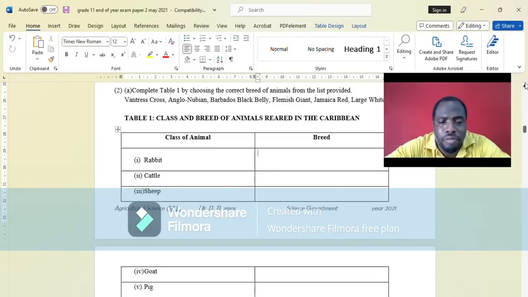Now, we do have additional breeds, and CSEC may carry any of those breeds. We know in terms of rabbit, we have the Angora, we have the Chinchilla. In terms of goat, we have the Saanen, we have the Toggenburg, we have the Alpine, we have the Boer. In terms of pig, we have the Hampshire, we have the Yorkshire, we have the Landrace. In terms of chicken, we have the Rhode Island Red. Those are some of the animals that you may find.